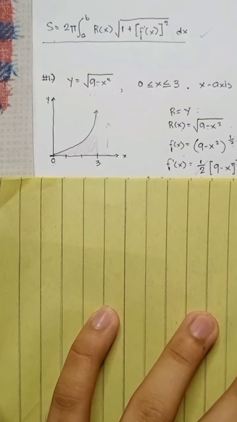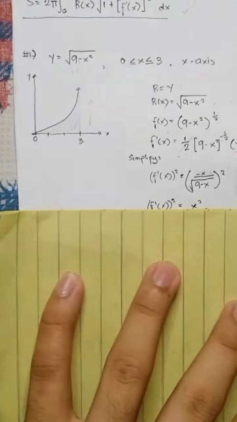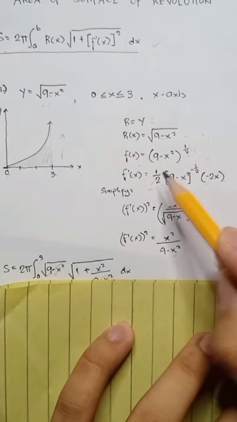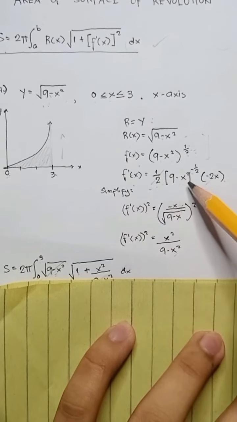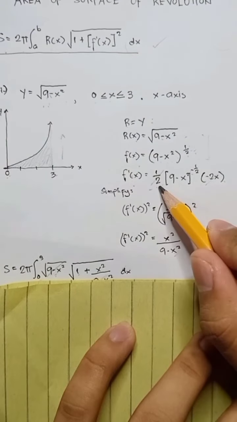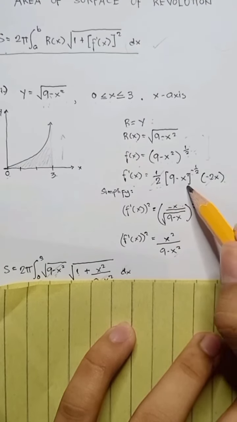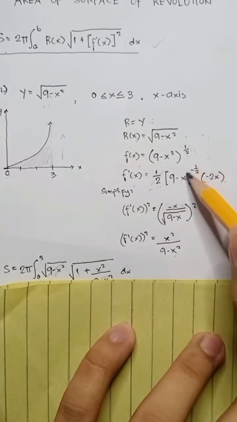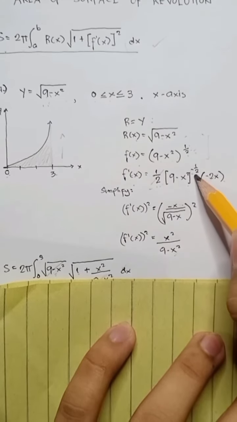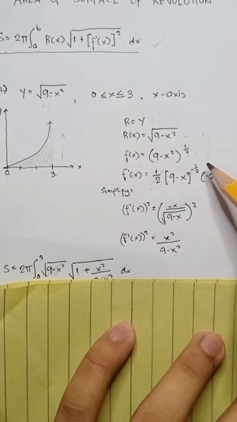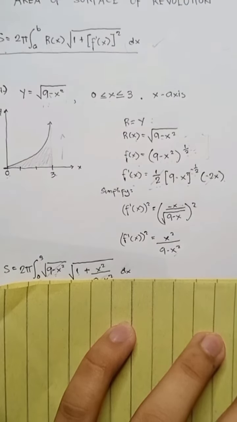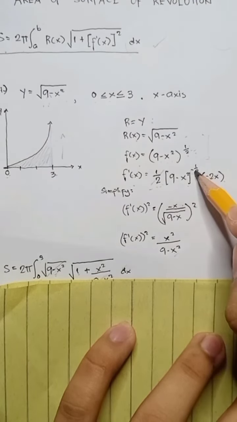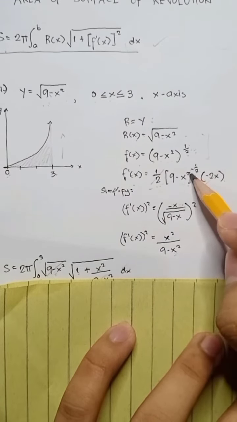Then solving for f prime of x, parang ginamitan natin siya ng power rule dito. So 1 half times 9 minus x squared raised to negative 1 half. Yung negative 1 half pala dito is nakuha siya dahil sa power rule, di ba? Mapupunta yung exponent dun sa harap ng base. Then yung exponent babawasan natin ng isa, minus 1. So 1 half minus 1 is equals to negative 1 half.